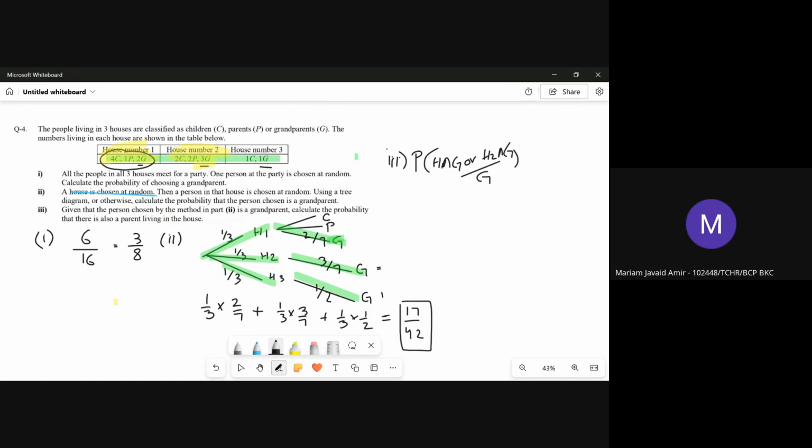Now we substitute the probabilities. House 1 and grandparent is 1 over 3 times 2 over 7, plus house 2 and grandparent, which has probability 1 over 3 times 3 over 7, divided by the probability of selecting a grandparent that we calculated in part 2. This goes in the denominator: 17 over 42. Add all of this in the calculator and you would get 10 by 17.